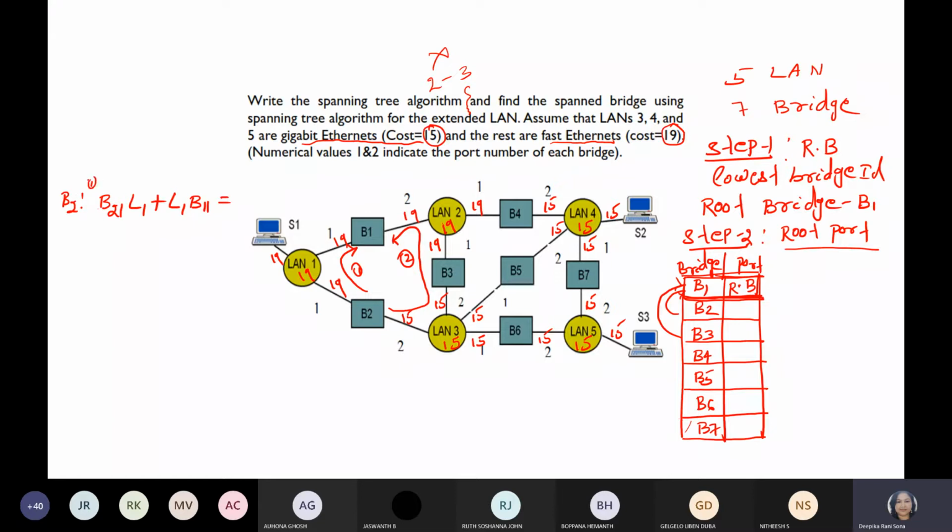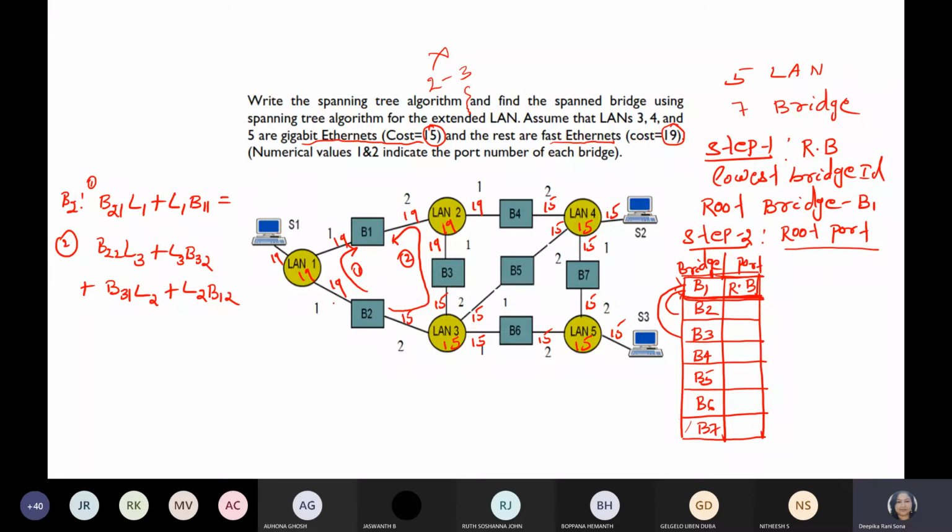Then the second path, this is path 1, and the second path is B2 to LAN 3, then LAN 3 to B32, then this one, B31 LAN 2, then LAN 2 B12. Okay, what is the cost here?